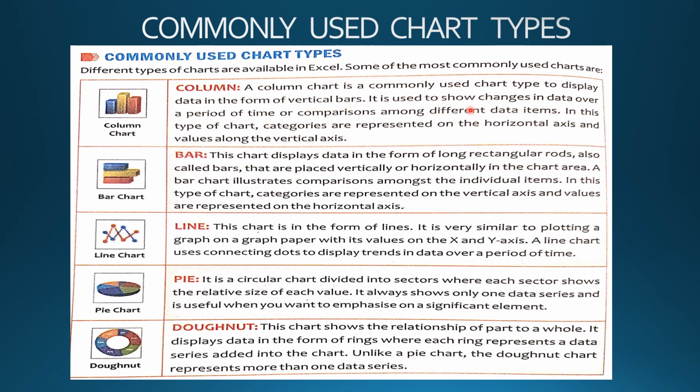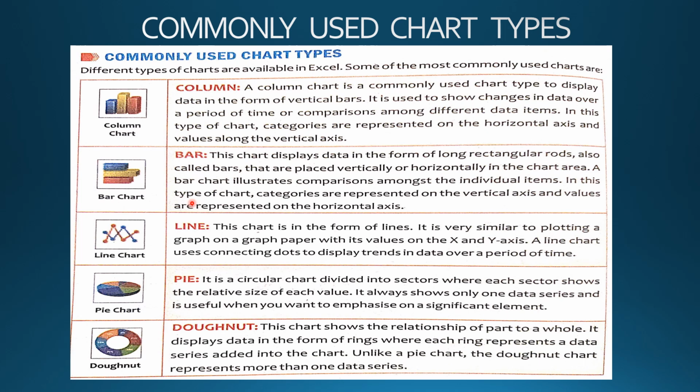It shows changes in data over a period of time or comparisons among different data items. In this type of chart, categories are represented on the horizontal axis and the values along the vertical axis. So we have the horizontal axis below on which the categories are represented and the vertical axis where the values are represented. We have covered the horizontal axis and vertical axis in detail in the previous video. If you have not watched it, please go to the channel and watch the previous video for more details.